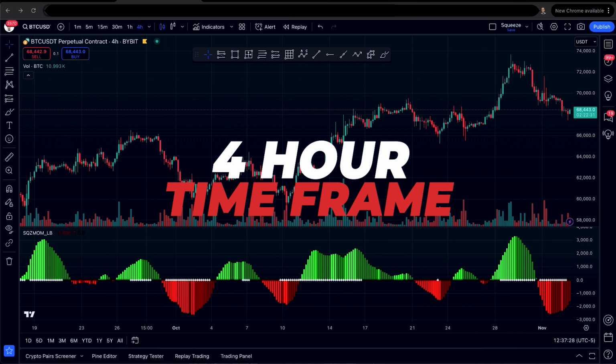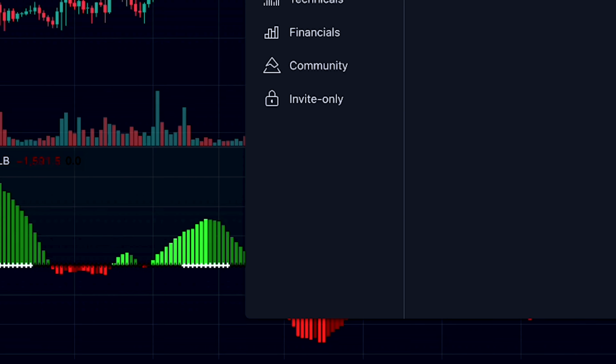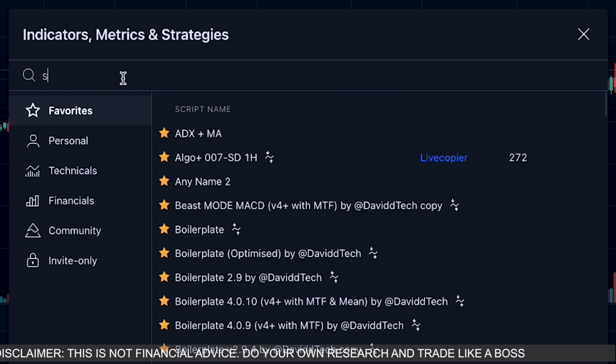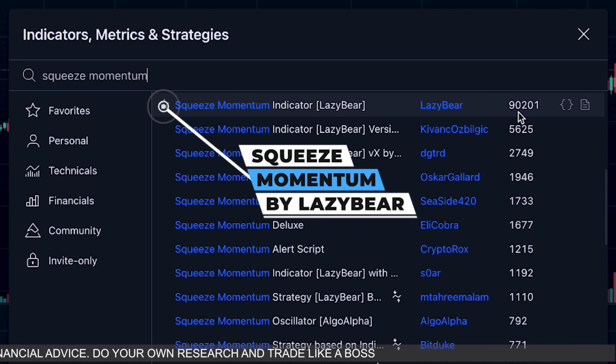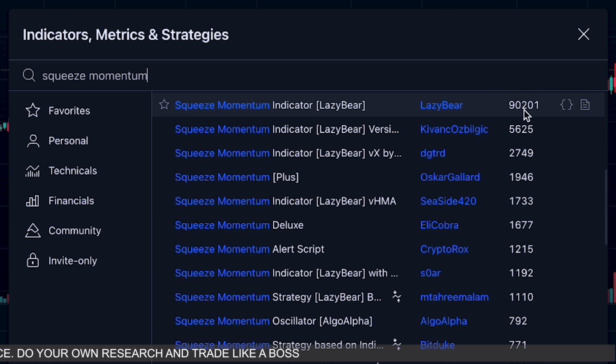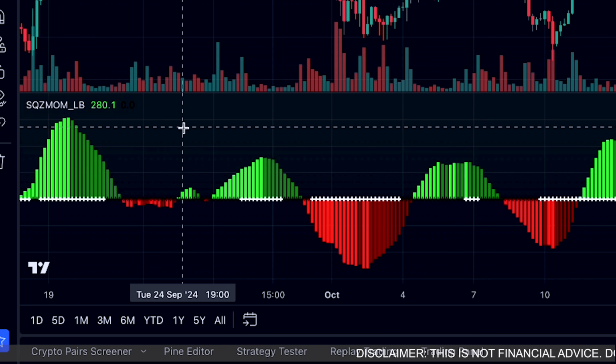I'm on the 4-hour time frame. As you can see, I already have the squeeze momentum indicator. We go over to indicators up here and we add this squeeze momentum by LazyBear himself. It is one of the most popular downloaded indicators on TradingView with 90,200 actual stars. Squeeze momentum, we're going to add it to the chart and it's going to add this indicator here.